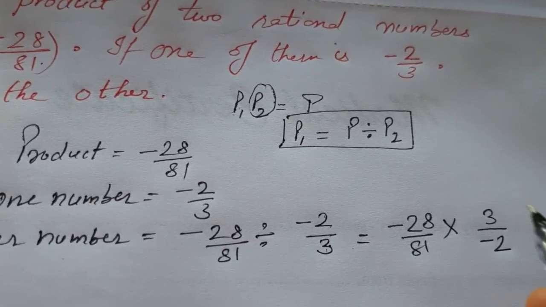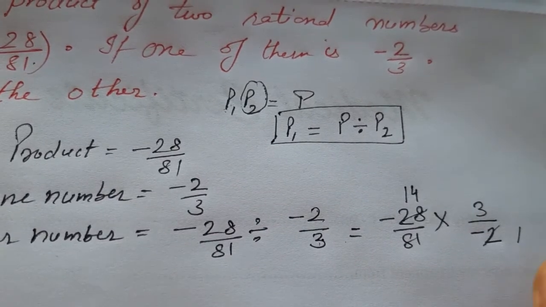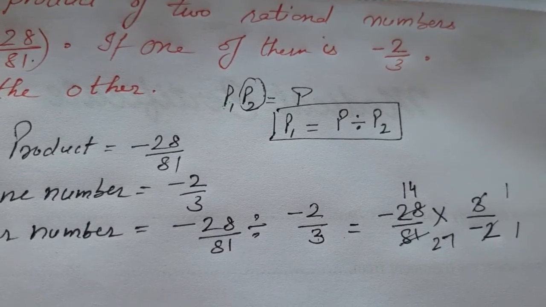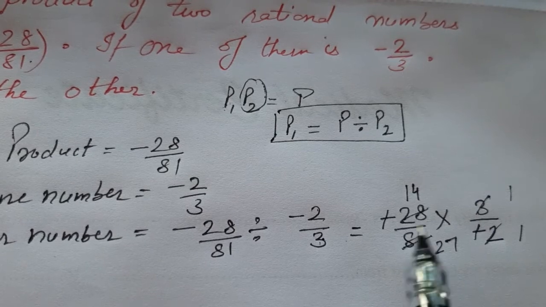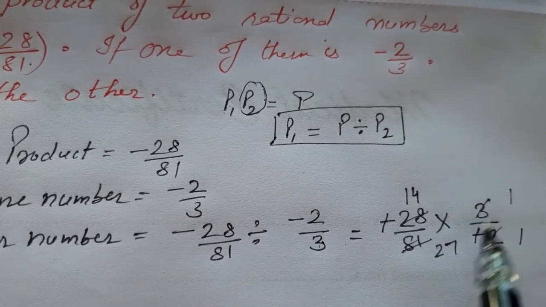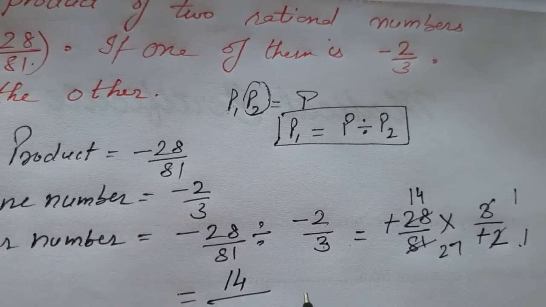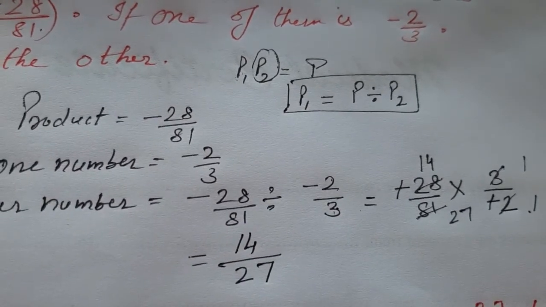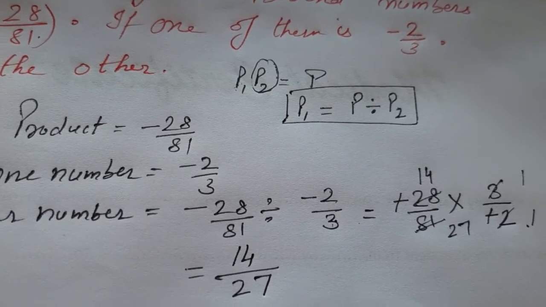Now do the cancellations. 2 ones are 2, 2 14s are 28, and 3 ones are 3, 3 27s are 81, and negative will be cancelled out with each other, because negative and negative becomes a positive. Now we will multiply the numerator with numerator, denominator with denominator. 14 ones are 14 and 27 ones are 27. So this is the other number that we have to find out: 14 by 27.